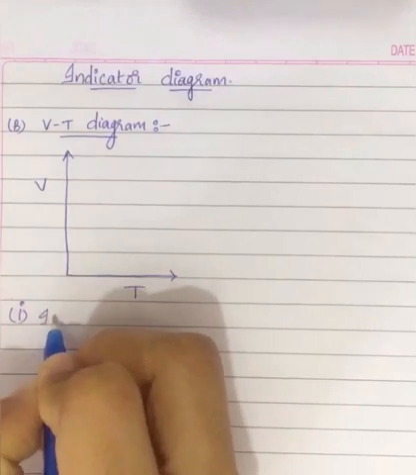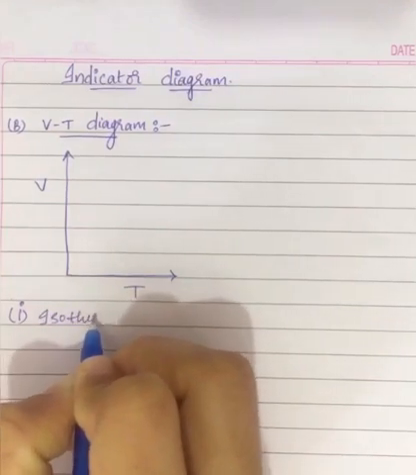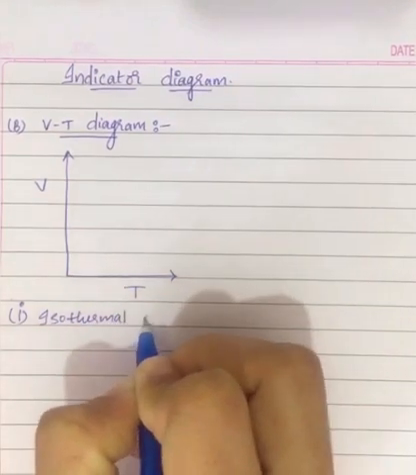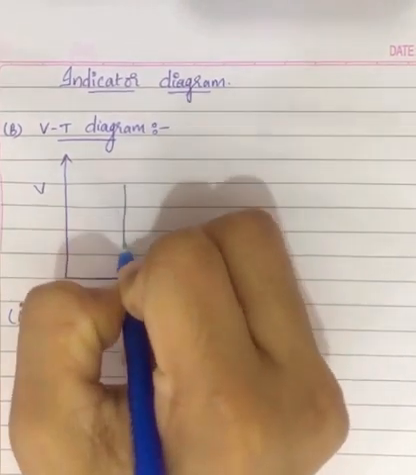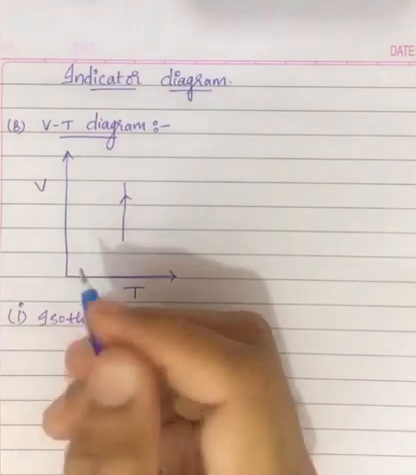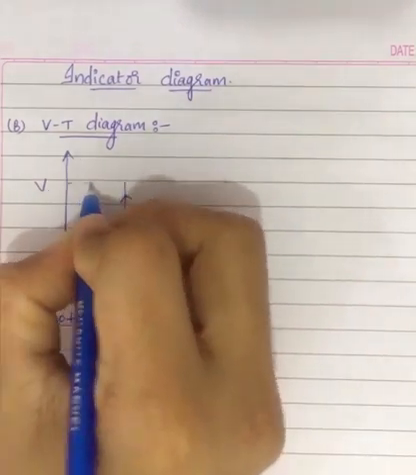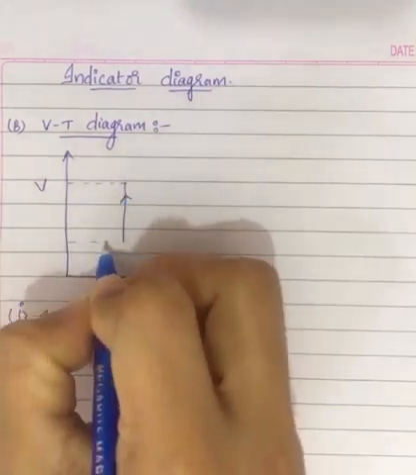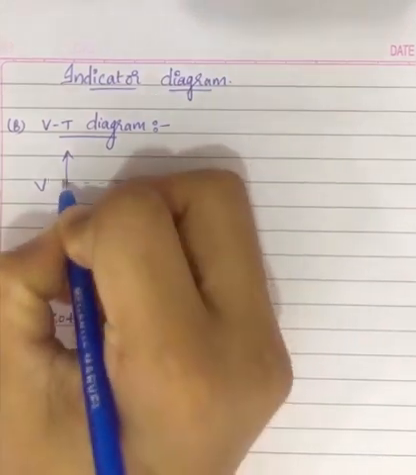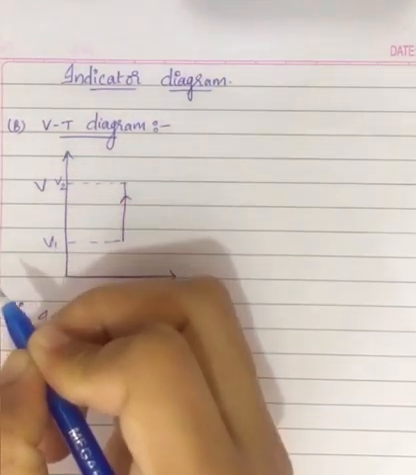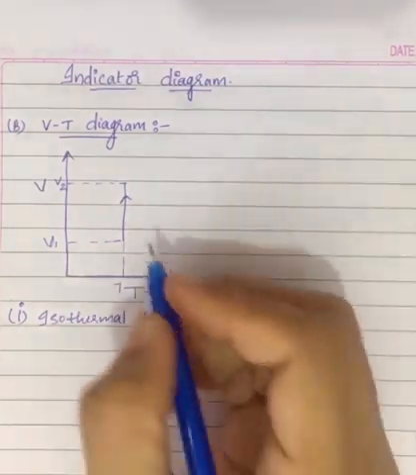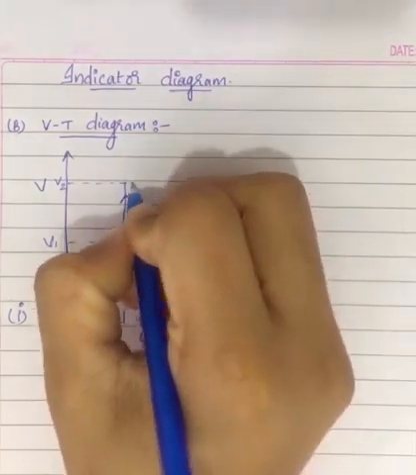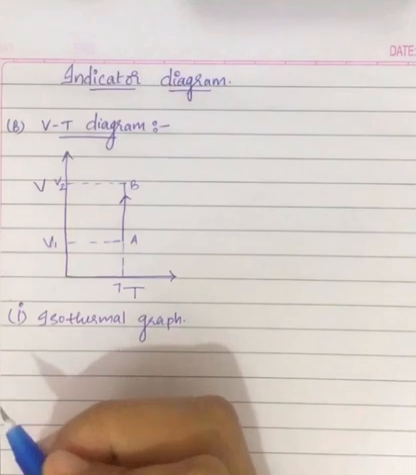One is the isothermal graph, where it is a straight line, where volume changes V1, V2 and the temperature is T. Okay, just let us consider here A, B.